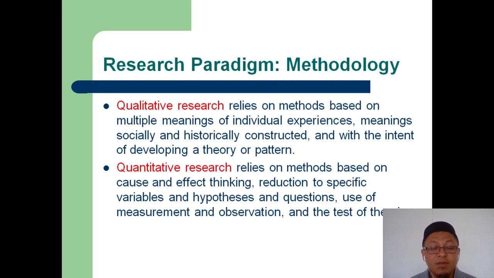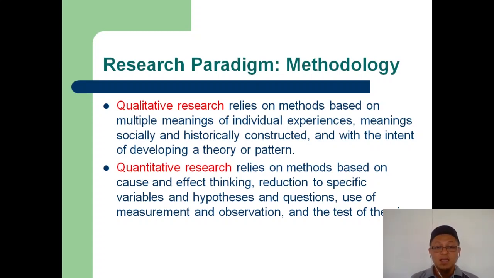In contrast, quantitative research methodology relies on methods based on cause and effect. In natural sciences, normally we look at cause and effect. In social sciences, normally we look at relationship or association. It is based on cause and effect or relationship or association thinking, with reduction to specific variables, hypotheses and questions. So the phenomenon being studied will be measured through the lens of variables. We look at the phenomena and then operationalize the phenomena into variables. We will collect the data based on the variables that we have defined, and then test the data that we have collected with the intent to test the theory.